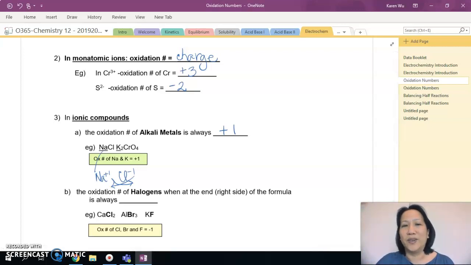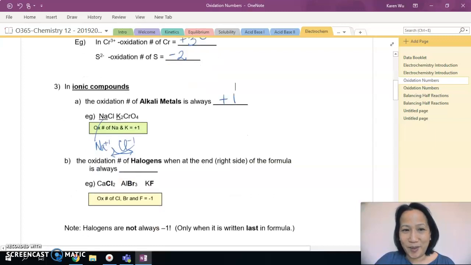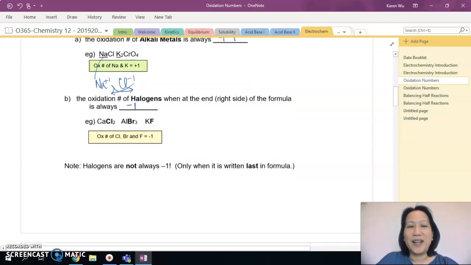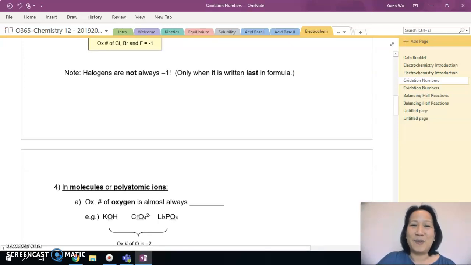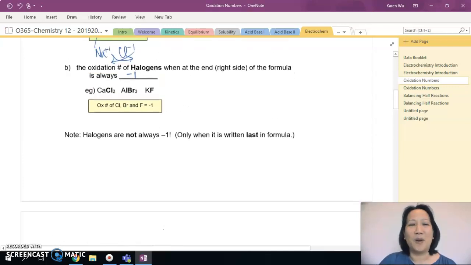And you're like, hey, Miss Wu, are you getting this lesson mixed up with grade 10 or grade 11? We knew that. Yeah, it gets a little bit more complicated. Your halogens, that would be your second to last column, your fluorides or chlorides. All of those you know to be a -1. It is usually -1, but then we have some exceptions. It is not -1 sometimes, especially when it is not written last in the formula. Maybe we'll see an example a little bit later on.